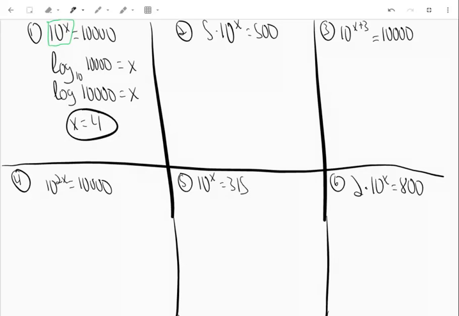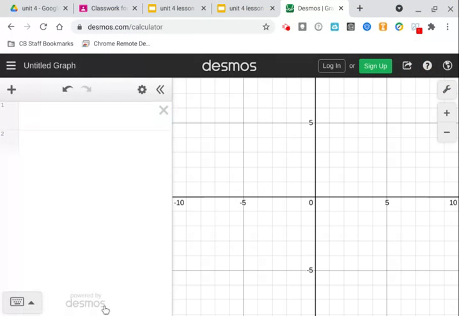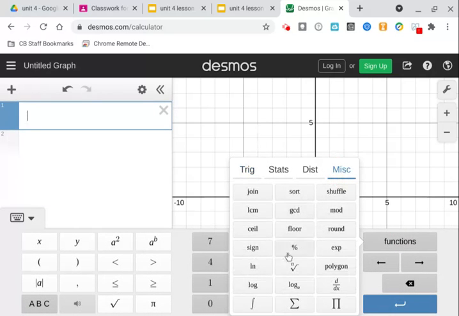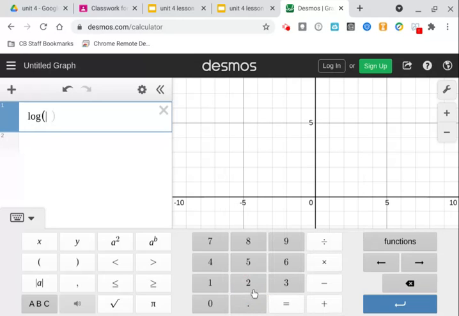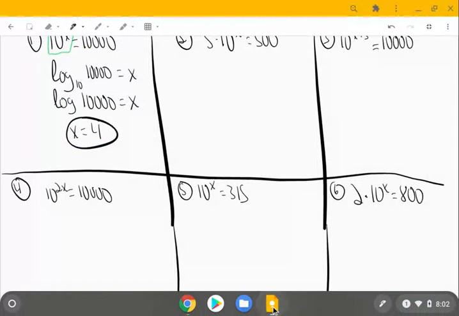If you didn't know how to do that, then we go to Desmos, and we go to functions and miscellaneous. And notice when it's log base 10, there's log with no base here. So log base 10 of 10,000 is 4.